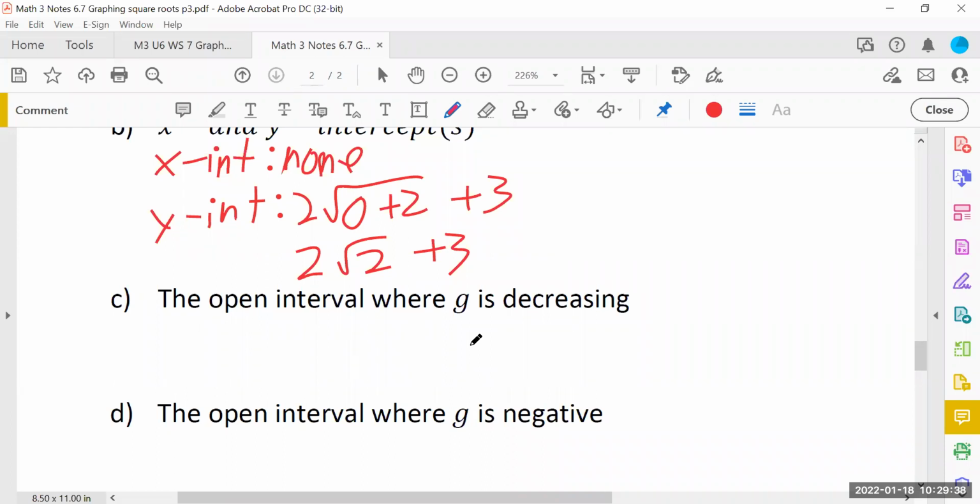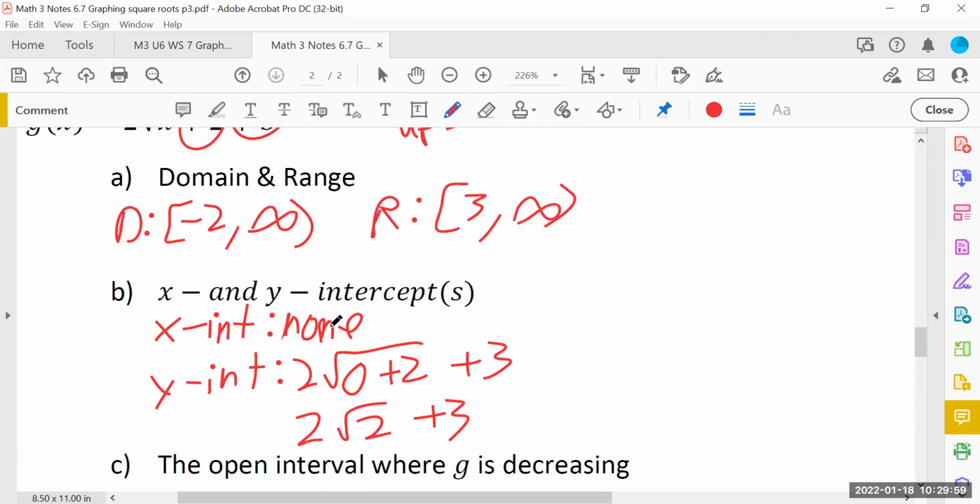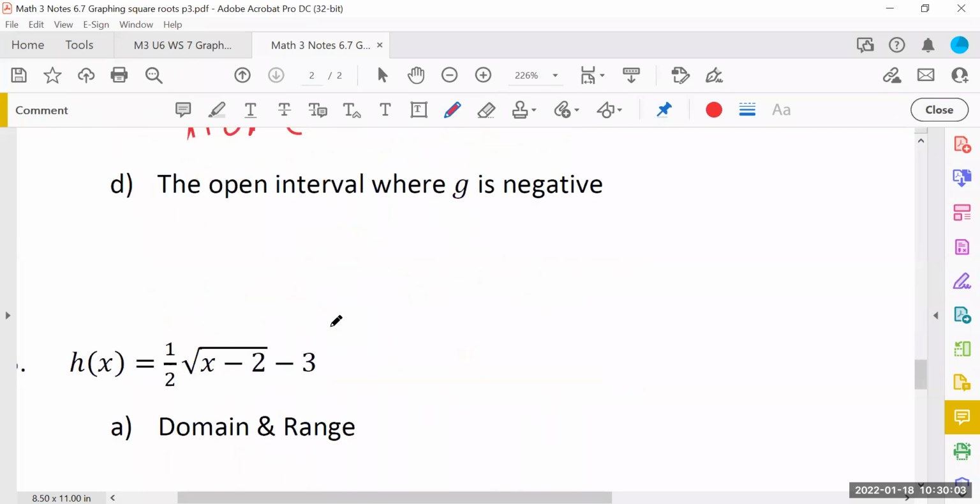Now, open interval where g is decreasing. Is this graph ever going down? Not from left to right, which is how we always read graphs. So none. Just like some of the graphs we did before, it's either always increasing or always decreasing, except it's restricted by the domain, right? So if it asked for the open interval where it was increasing, I'd say the domain, -2 to infinity, but with parentheses. Where is it negative? That means below the x-axis. Is this graph ever below the x-axis? No. So again, none.